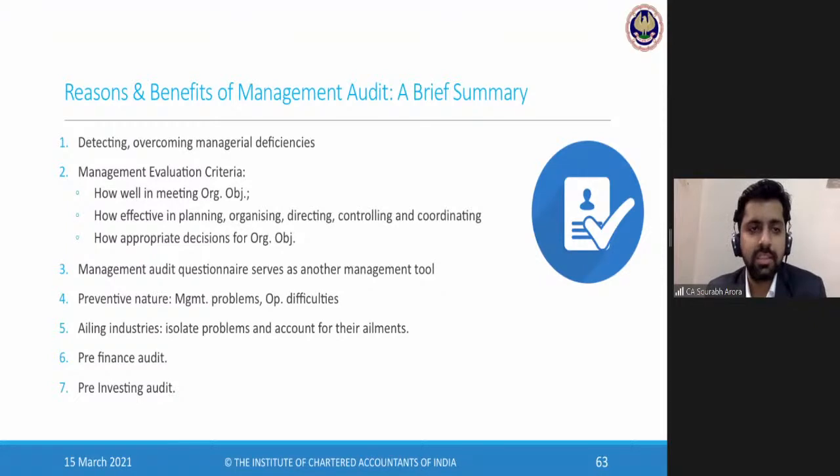A question can come on this as well, in the form of a short note or in the form of a case study, that a company is contemplating whether they should get a management audit or not, and as the prospective management auditor, you explain to them the reasons why they should hire you or why the management audit should be done in the case.